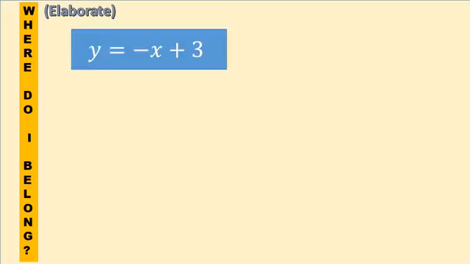Now let us check your understanding. Let us play a game called Where Do I Belong? I will flash on the screen the given, then you will identify where it belongs, whether a linear equation in two variables or linear inequality in two variables. Are you ready? Then let the game begin with given number 1. Y equals negative x plus 3. I will give you 3 seconds. Your time starts now. Your time is up. Where does it belong?